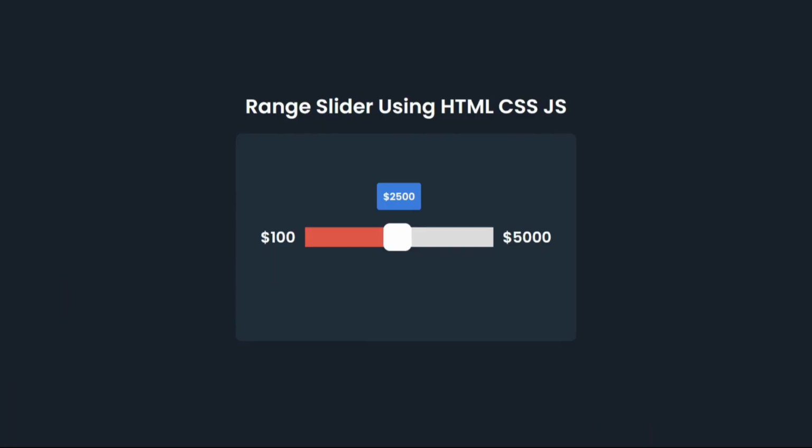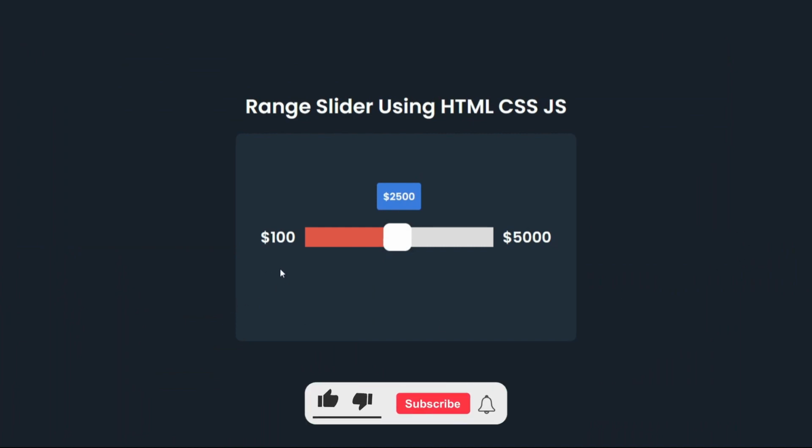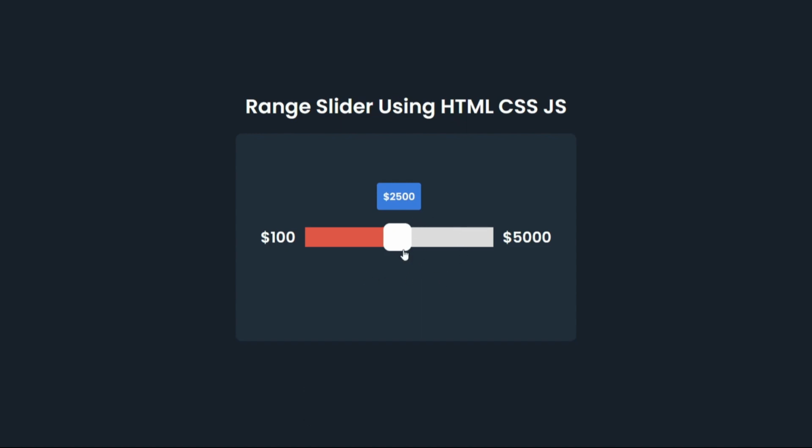Oftentimes, we come across sliders that allow us to change input values by sliding them along a range. These sliders are known as range sliders. In this tutorial, you will learn how to create a range slider using JavaScript alone without any other libraries. The range slider will have a minimum and maximum value that users can slide across. As users slide the value, the range and tooltip value will change accordingly.